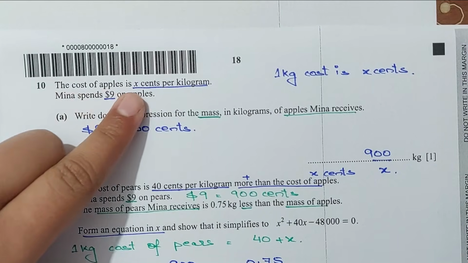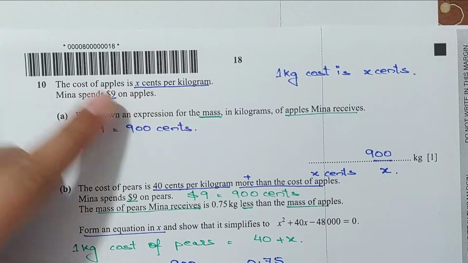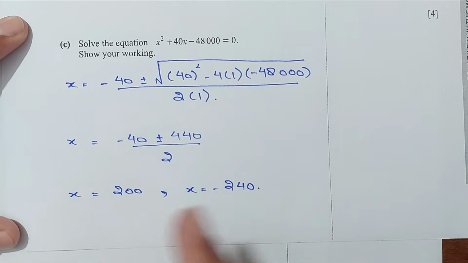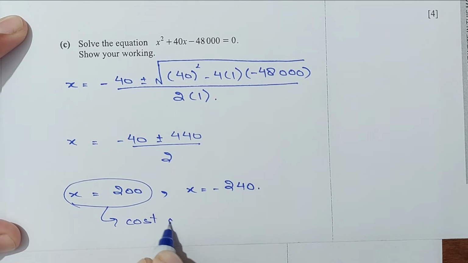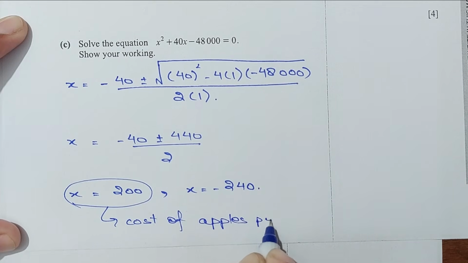So which x value are we going to use? As you can see, the cost of apple is x cents per kilogram. The cost is always positive, so this value we are going to use. This is the cost of apples per kilogram.